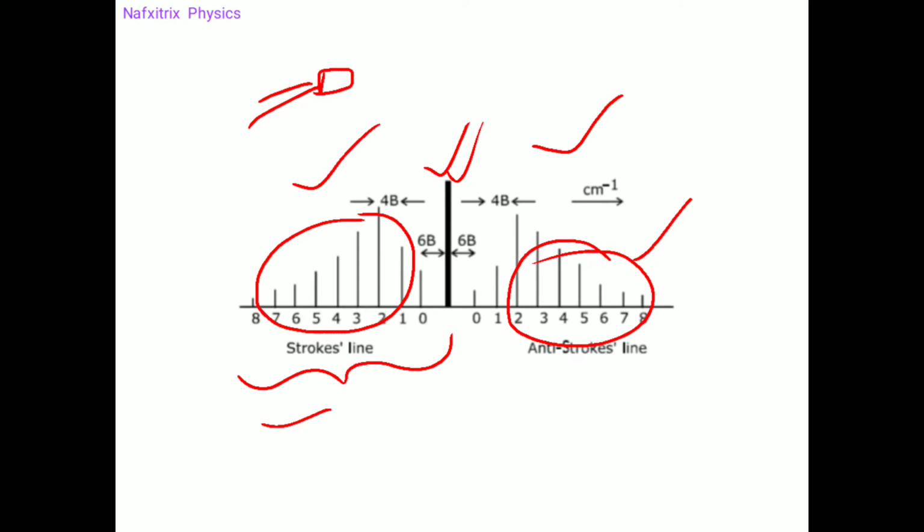In Raman spectroscopy, whatever wavelength we take, whether 700 nanometers, 800 nanometers, or whatever, the spacing would not change. The spacing between the lines is decided by the energy levels of that particular compound or element. So the spacing is because of the spacing between the rotational lines.